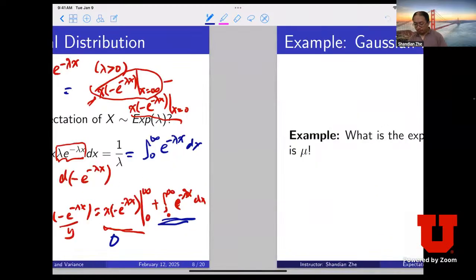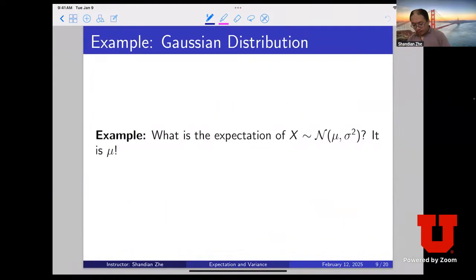Okay, great. So the second example is the Gaussian distribution, or normal distribution. So we mentioned the normal distribution, right? A normal distribution is parameterized by two parameters, mu and sigma square. For convenience, I'm just going to write down the PDF for the Gaussian distribution, which is 1 over square root 2 pi times sigma, and it is exponential to the power of minus 1 over 2 sigma square times (x minus mu) square, right?